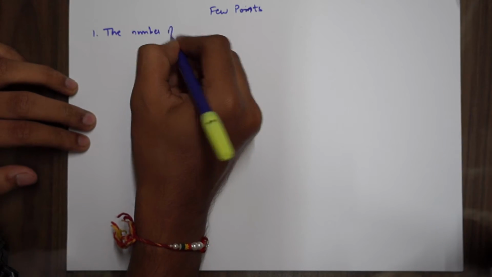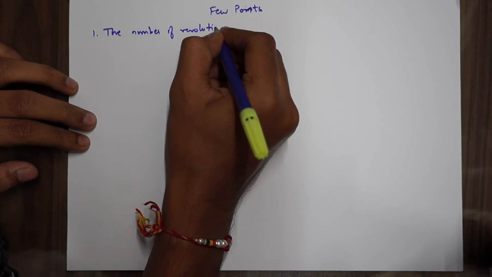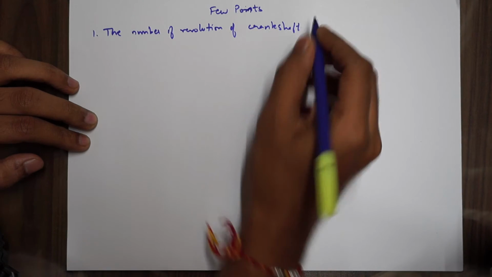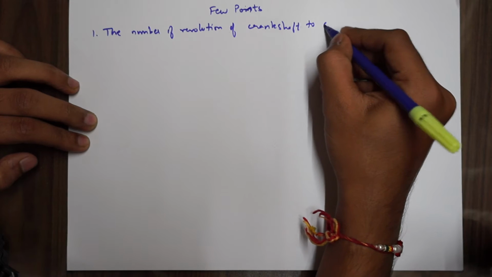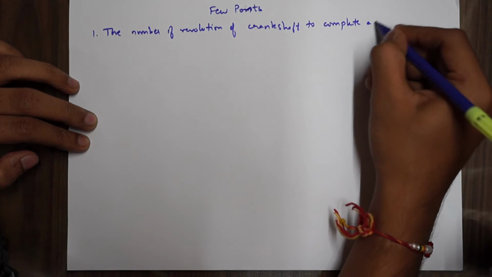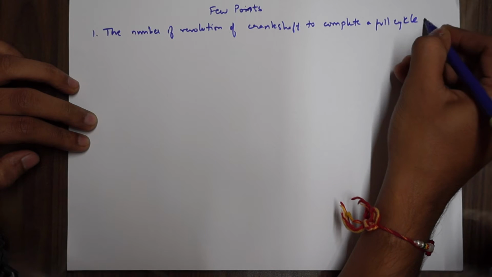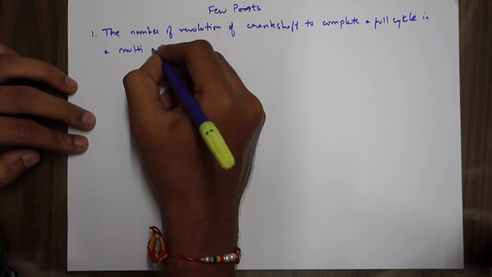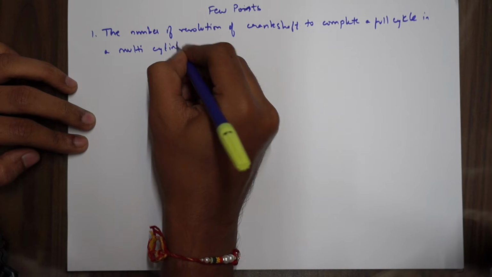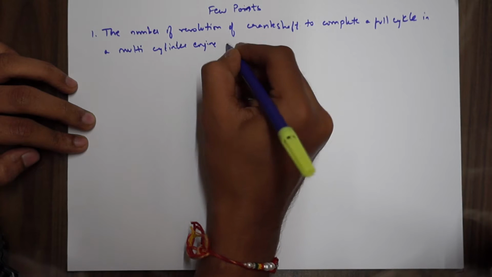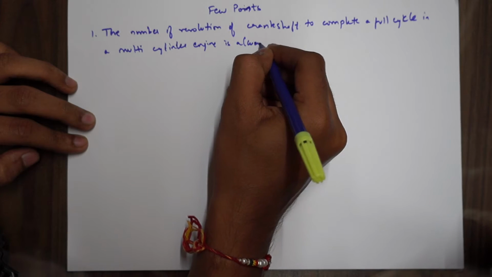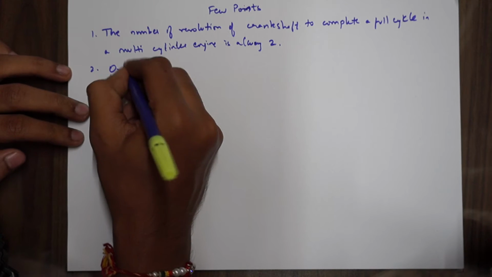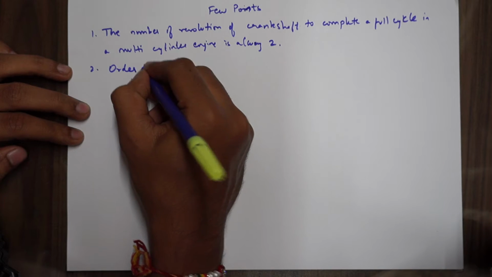The number of revolutions of the crankshaft to complete a full cycle in a multi-cylinder engine is always 2.